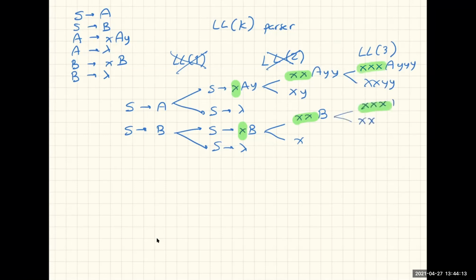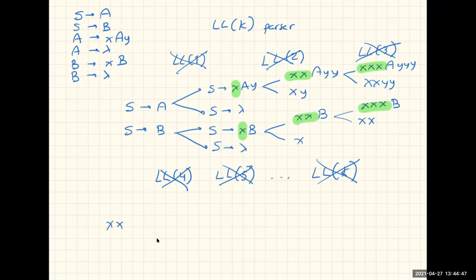I forgot the B. It's exactly the same. So we cannot use an LL3. And then you start seeing the reasoning. If we keep doing this, we cannot use an LL4 and we cannot use an LL5, etc. Meaning that we cannot use an LLK for this particular language. So this is a good example of what kind of languages cannot be parsed by using an LLK parser.